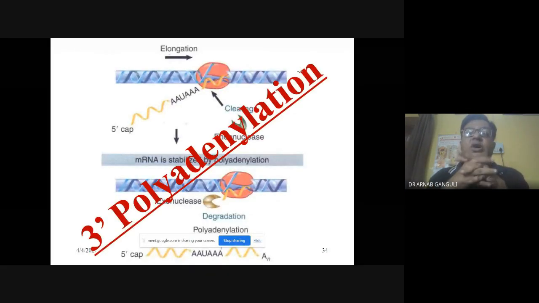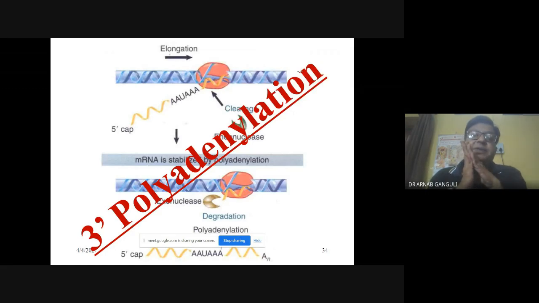Okay, so let us talk about polyadenylation. You can see the DNA strand over here. On top of this DNA strand, you have the RNA polymerase, which is synthesizing this messenger RNA. It has got a 5' cap already attached. And then gradually you see a particular sequence coming out, AAUAA. This is supposed to be a polyadenylation sequence. And immediately after this sequence, kachak, there is a cleavage over here. And then this mRNA is stabilized by polyadenylation.